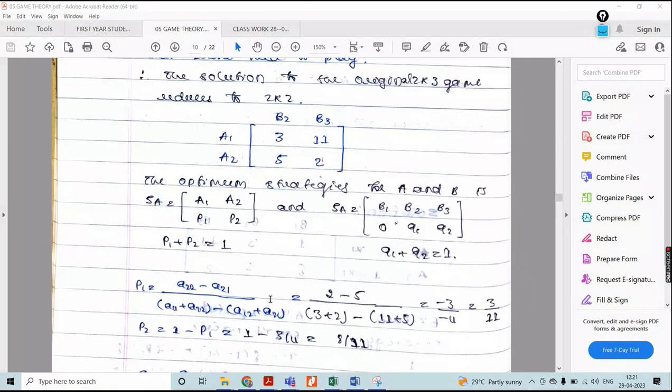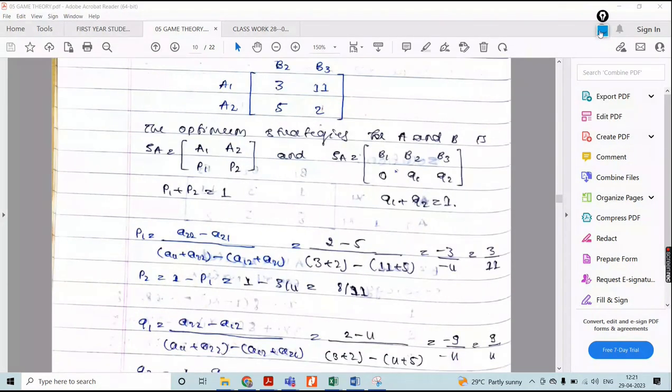Then you know the formula for P1. From this, this is A11, this is A12, then this is A21, then this is A22. These are the values. What is P1? P1 is equal to A22 minus A21 divided by A11 plus A22 minus A12 minus A21. Then you substitute those values: 2 minus 5, then 3 plus 2, 11 plus 5. Then you will get minus 3 divided by minus 11. You will get 3 by 11.